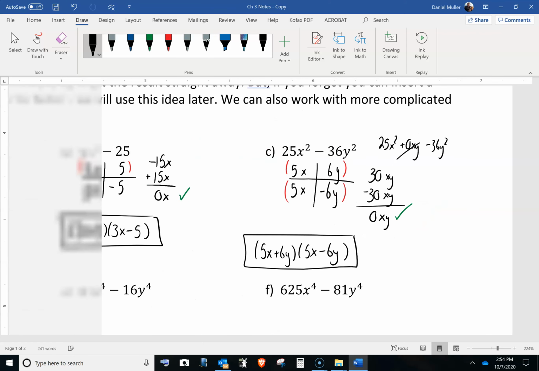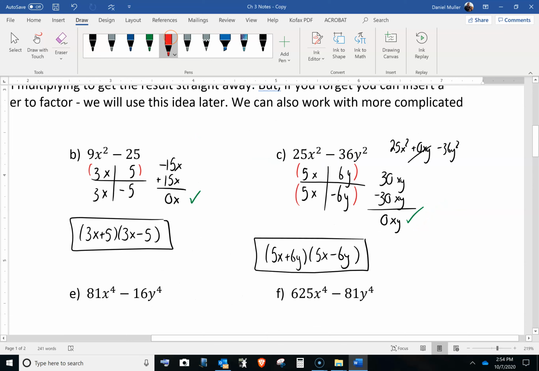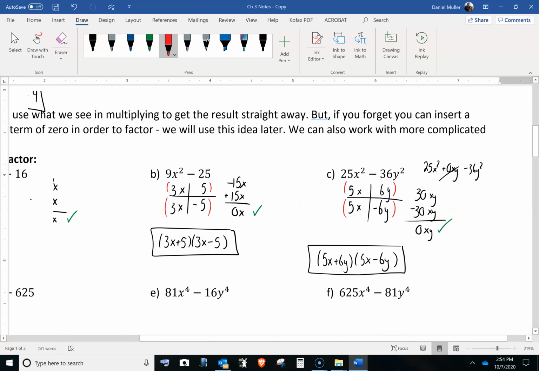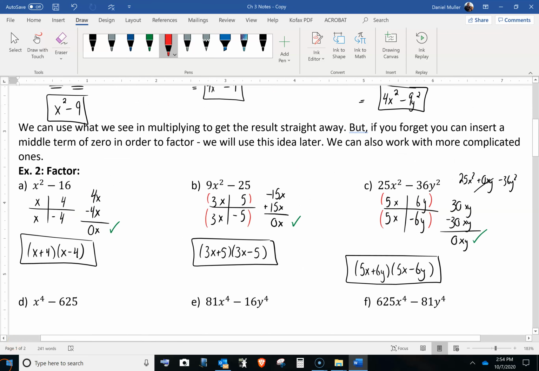Okay. Now I noticed my brackets had disappeared. They were here at some point. I'll zoom out here, and then in the next video we'll do the next questions.